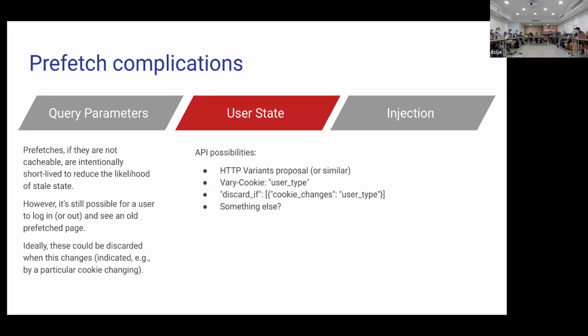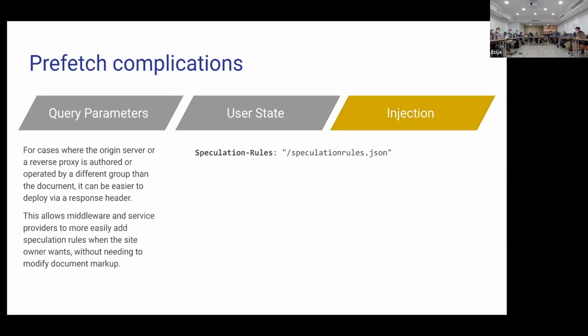Varying on cookie in general is probably going to be overmatched, because there are a lot of sites that have cookies change frequently in ways that don't semantically change the meaning of content. Or maybe the page should declare that same-site or same-origin prefetches should be discarded if a particular cookie changes. Maybe it should be a property of that instead, or something else. Certainly would welcome ideas.